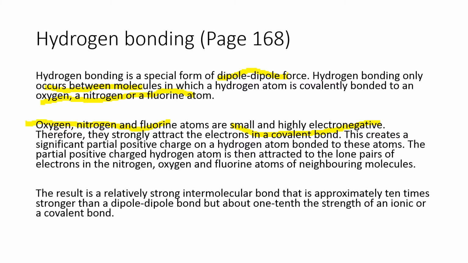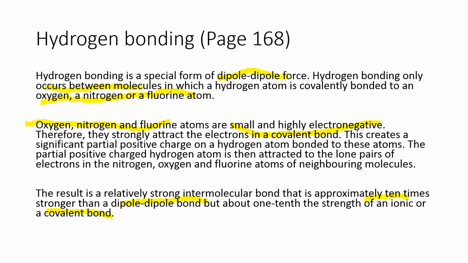It says the result is a relatively strong intermolecular bond that is approximately 10 times stronger than a dipole-dipole bond, but about 1/10 the strength of ionic and covalent bonds. Once again, we are doing a comparison between ionic compounds, metals, and covalent molecules. By covalent molecules, there's also another category known as the covalent lattice structure, but we're not going into detail on that. Covalent lattice structures generally are covalent molecules, but they are a lot bigger, which means that you can sort of predict that their melting and boiling point should be significantly greater than a covalent molecule.